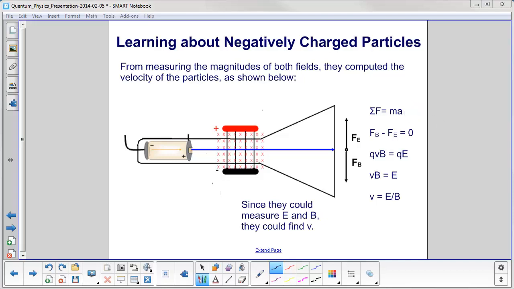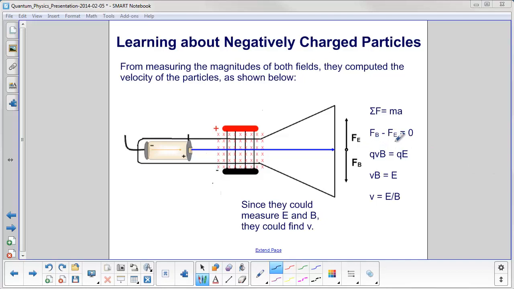We then come up to the work that was done over the succeeding centuries, and we compare the magnetic force, which we showed is in the downward direction, and the electric force in the up direction. So when we balance the two fields so that the particles would go straight through, you have QVB, which is the equation for the magnetic force on a charged particle, where Q is the charge, V is the direction of its velocity, and we have QE for the electric force.